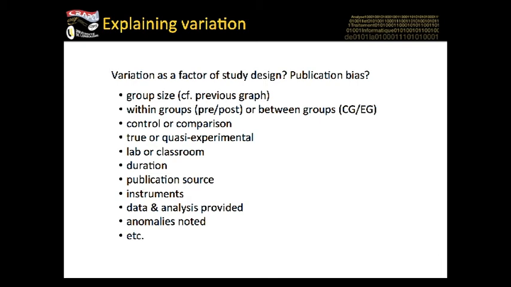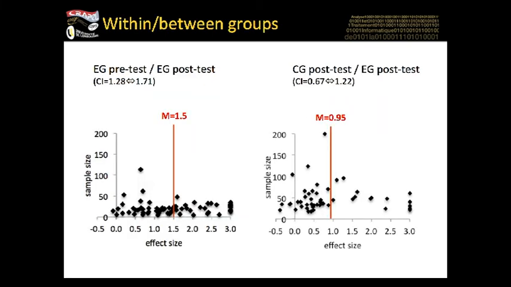Perhaps the biggest difference is within groups or between groups. Within groups is when you have one group, pre-test, post-test. Between groups is when you have experimental group and control group, as I mentioned before. If you look at within groups, so the same type of graph, y-axis the number of participants, x-axis effect size, the mean is 1.5. And it's fairly evenly scattered both sides.